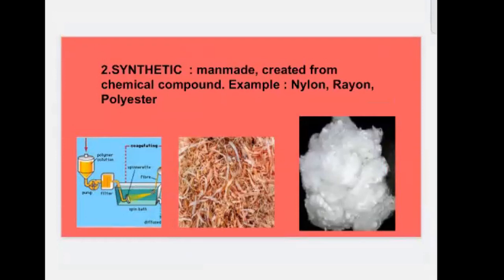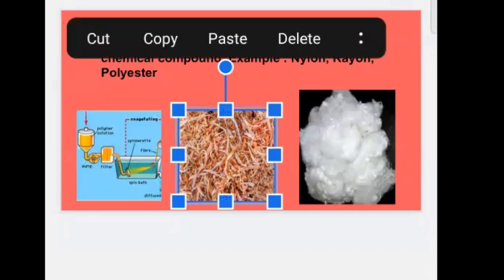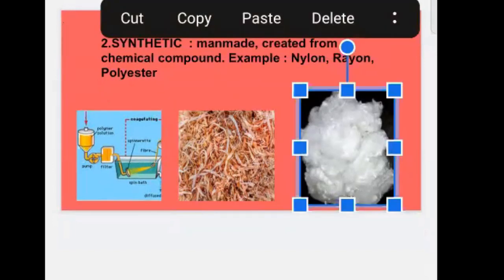Next, the second type of fiber is synthetic fiber. Synthetic fiber is also called man-made fiber. Why is it called man-made fiber? Because man makes it with certain chemical compounds, through chemical processes. Hence, it is called man-made fiber. Some examples of synthetic fibers are nylon and rayon. You must have heard these names, right? Nylon, rayon, polyester and all. The first picture shows you which processes are involved in the making of synthetic cloth. The second picture is of rayon fiber and the third picture is of polyester fiber.